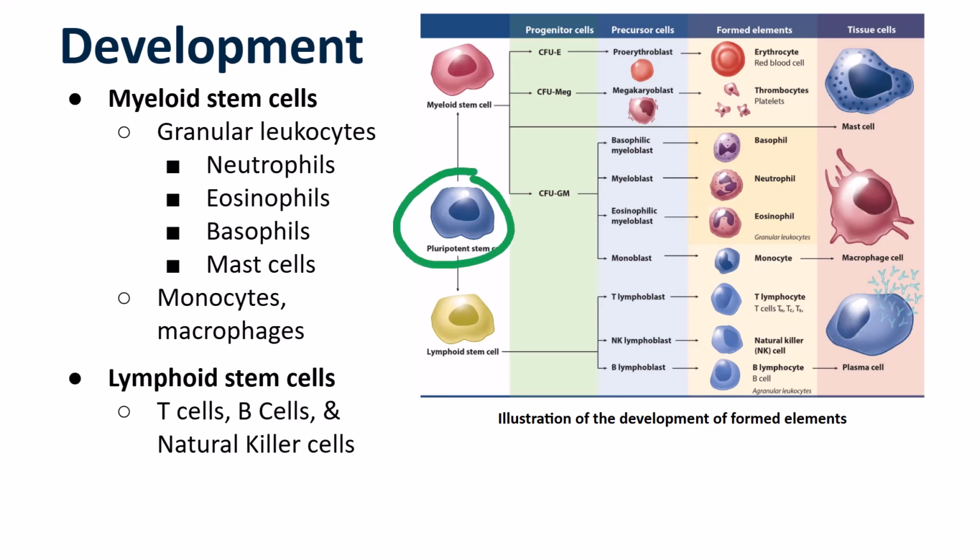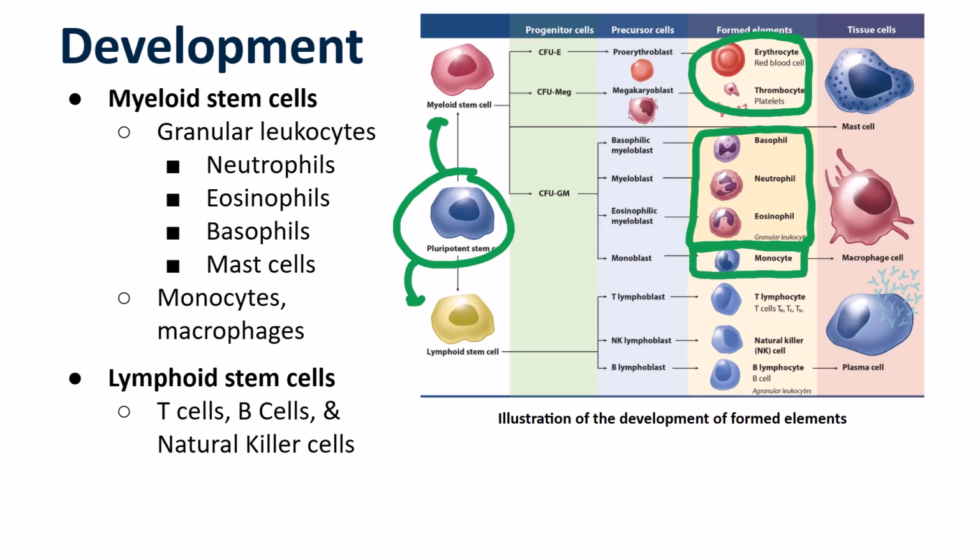All come from pluripotent stem cells. And then from there, pluripotent stem cells may either become myeloid or lymphoid stem cells. Myeloid stem cells become a variety of cells, so your erythrocytes and thrombocytes, which are not of the leukocytes. Within the leukocytes, all of the granular leukocytes come from myeloid stem cells. One of the agranular leukocytes comes from myeloid stem cells, and those are the monocytes, which then become macrophages within the tissues.